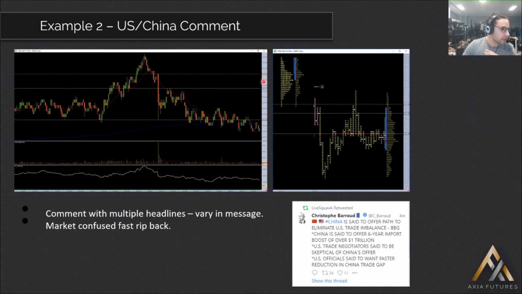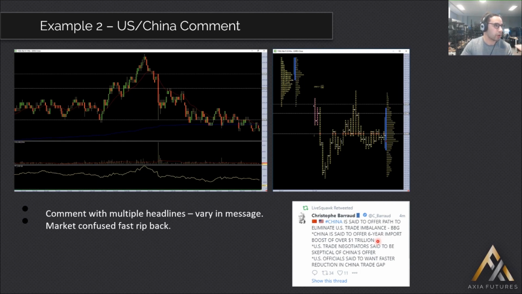So this is slightly different in that this is a comment which came out throughout the day. The comment actually had 3 components, so we can see from the tweet here, the first one which I heard was China is said to offer path to eliminate US trade imbalance. Actually the first one was China is said to offer 6-year import boost of over $1 trillion. So this is very positive.